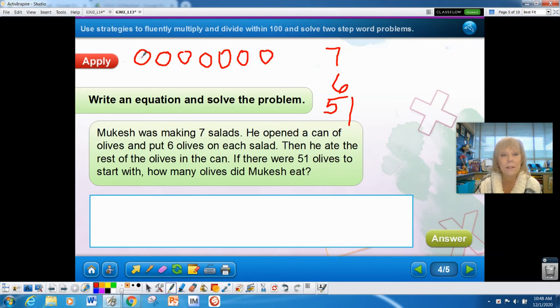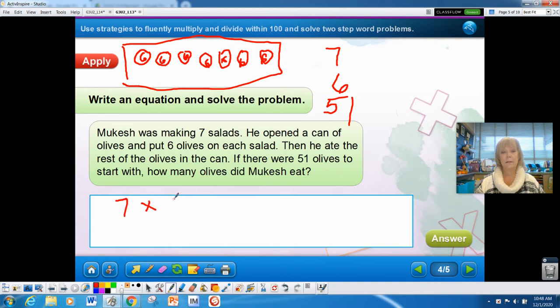On each one of these salads, he put 6, and I'm just going to write a 6 here. I know it's going to take us a little time. He put 6 olives on each one of these salads, right? Okay, and this is a 6. Hopefully it looks like a 6. There we go. So we can see our multiplication. We already have a part of our first step, which is we are going to multiply 7 times 6, and it's going to equal, what is 7 times 6?